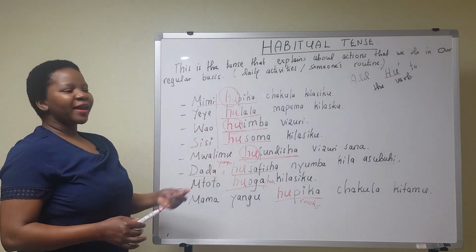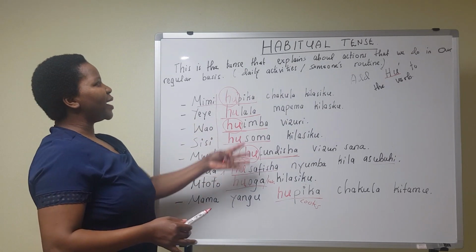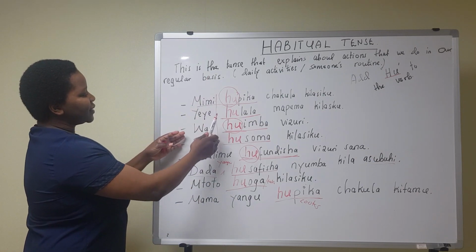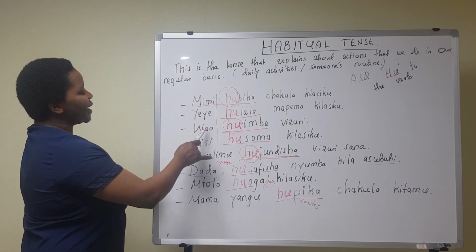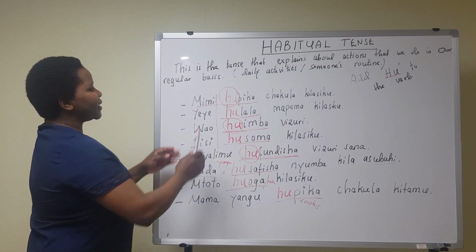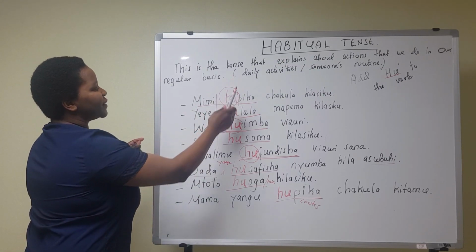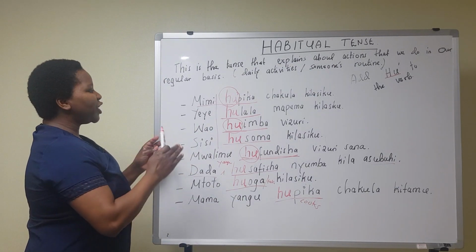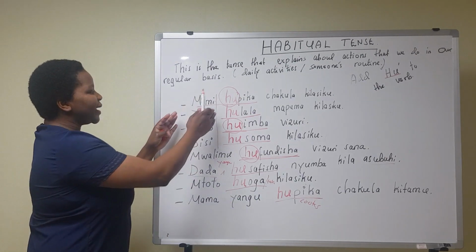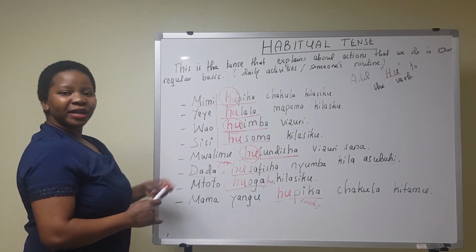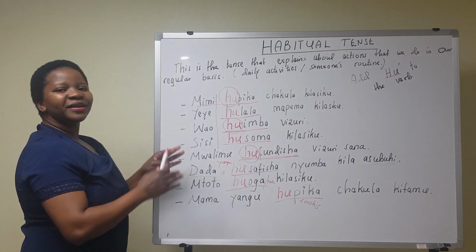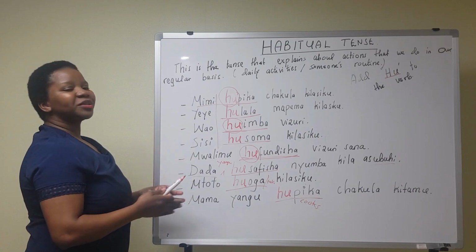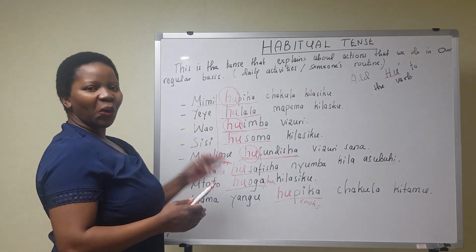So these are examples that explain habitual tense. As you can see here, we have these personal pronouns: mimi, yeye, wao, sisi. And after the personal pronoun, we use the same tense marker, which is "hu". So it is very easy to make habitual tense because we use the same tense marker.